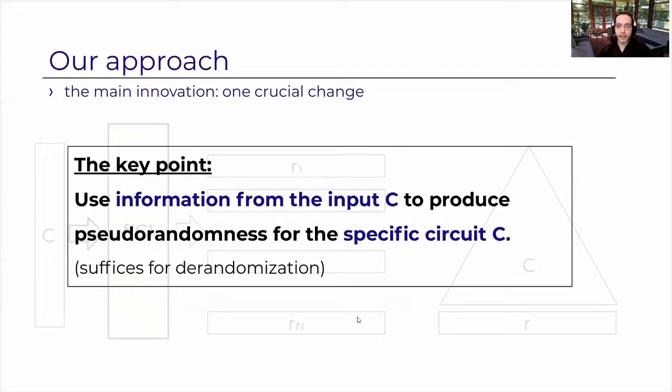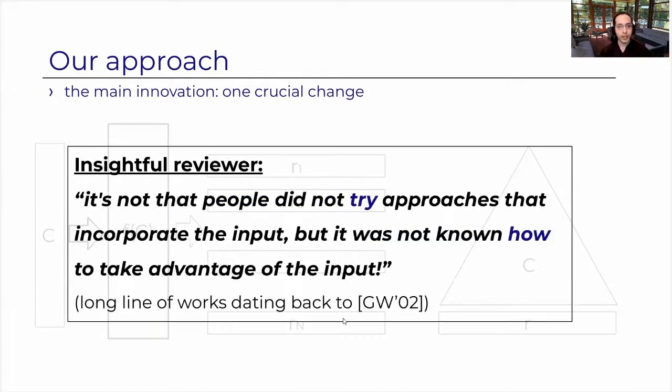And of course, this suffices for derandomization, because when trying to derandomize, we have this input in front of us. And as an insightful reviewer said, it's not that this approach has not been tried before. This is obvious. This is the first thing that you'd want to do. And there is a long line of works, at least in the recent 20 years, dating back to Goldreich and Wigderson from 2002. But it wasn't known how to use the input to generate pseudo-randomness.